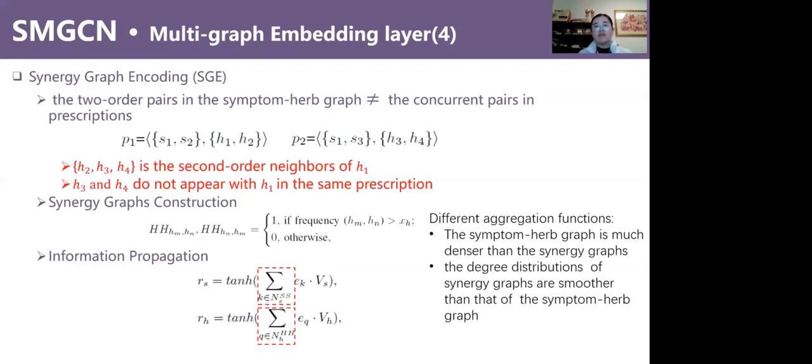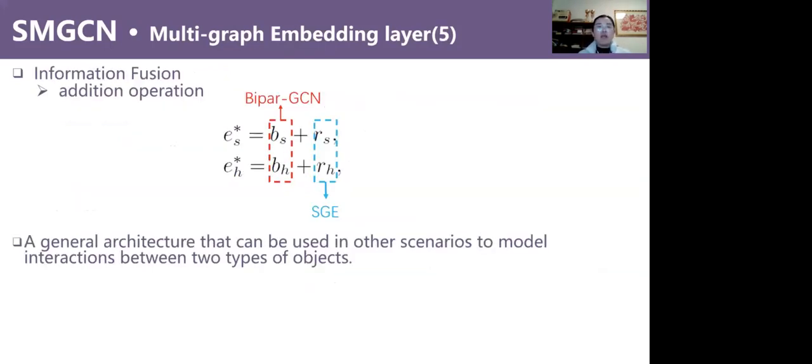The reason is that after our analysis, we found that the symptom-herb graph is much denser than the synergy graphs, and the degree distributions of synergy graphs are smoother than the symptom-herb graph. Considering the later fusion of these two parts, we use the add operation here to make these two parts more balanced. After getting embeddings from BiPAR GCN and SGE parts separately, we use the addition operation to fuse the two parts.